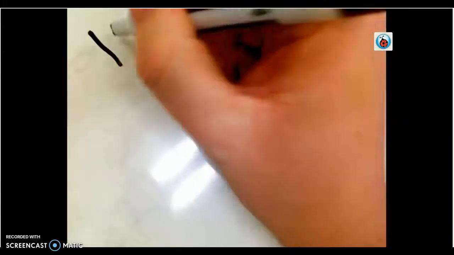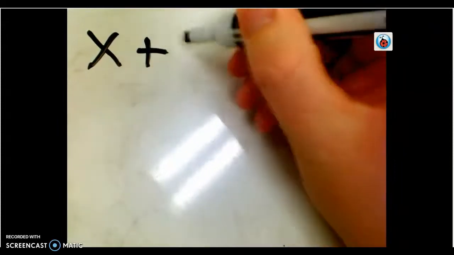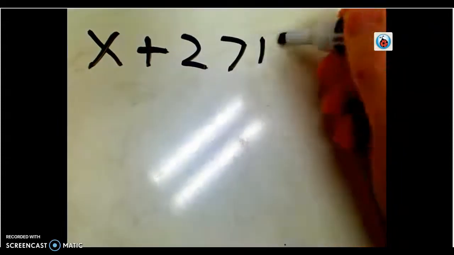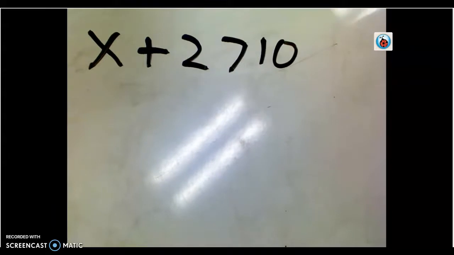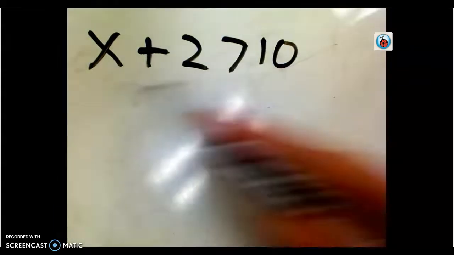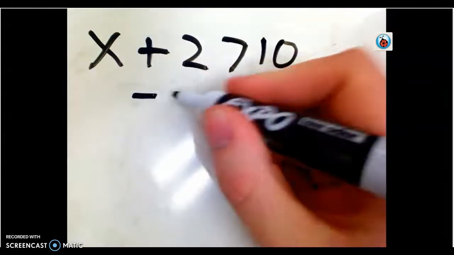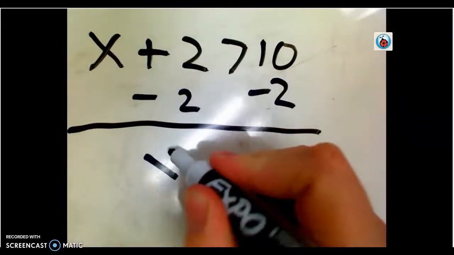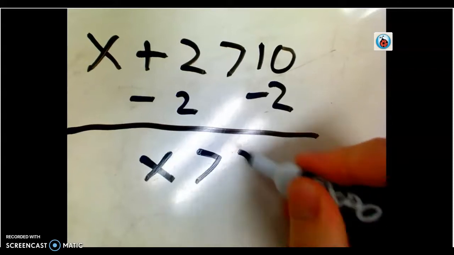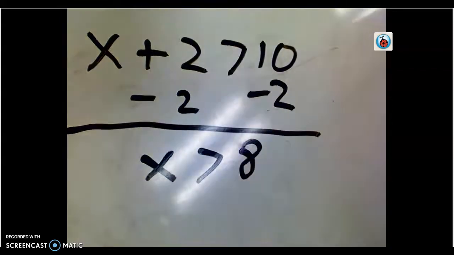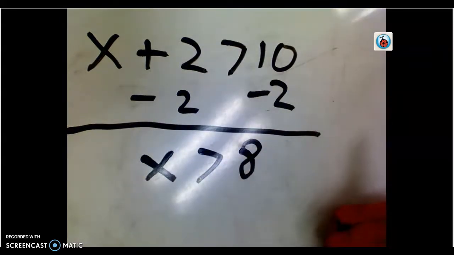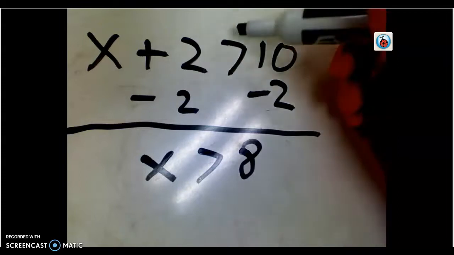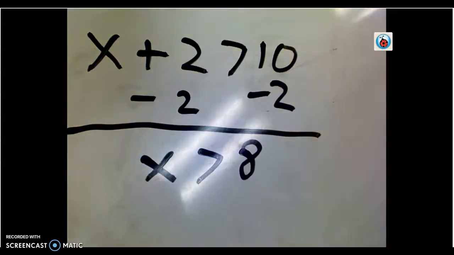Yesterday, if you recall, we looked at one-step inequalities with addition and subtraction. You had something that probably would have looked like this, roughly, to solve it. Just as a quick reminder, we solve it just like an equation. We would subtract 2 from both sides, and we would get x is greater than 8. Very similar to solving equations, just instead of an equal sign, we have an inequality sign.